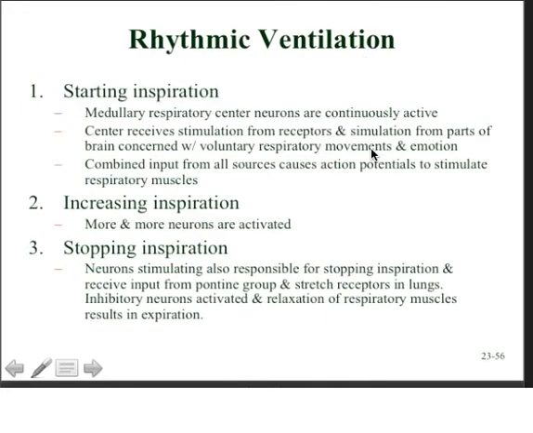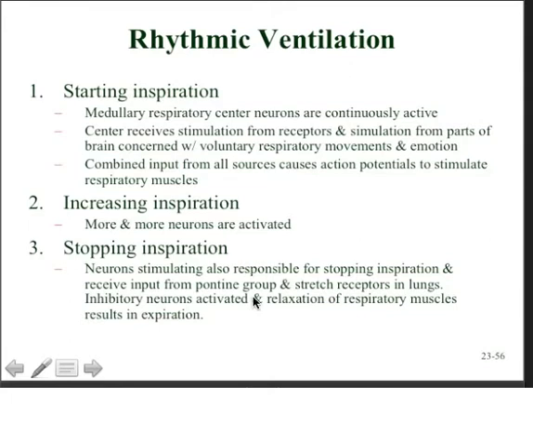So let's take a look at rhythmic variation. The medullary respiratory center neurons are constantly active. It receives stimulation from receptors and stimulation from parts of the brain concerned with voluntary respiratory movement and emotion. The combined input from all sources causes action potentials to stimulate respiratory muscles. The result, increasing inspiration. As more and more neurons are activated, the muscle contracts more powerfully.